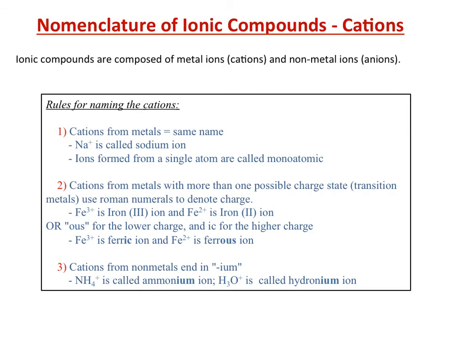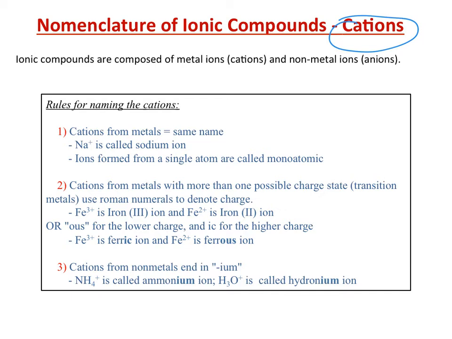So in naming the ionic compounds, what we really have to do is first start with the cations. Whenever we name the cations, the first rule is that a cation from a metal is really just equal to the same name. So if we think about sodium ion, we still call it the sodium ion when we name the cation in an ionic compound. These are monoatomic ions, and we just name them the same as their name.